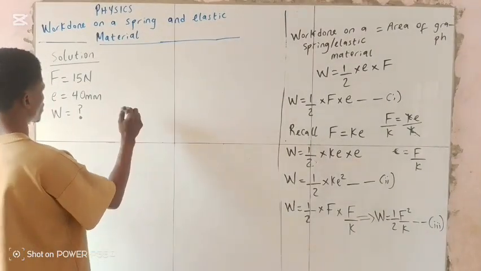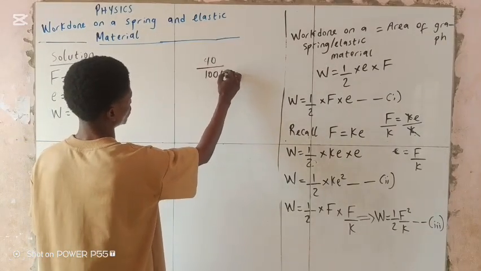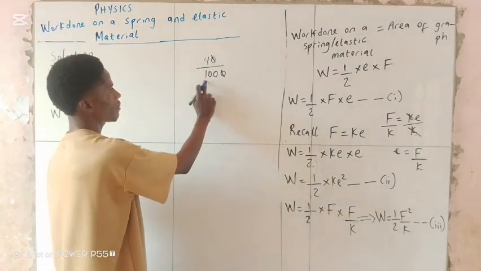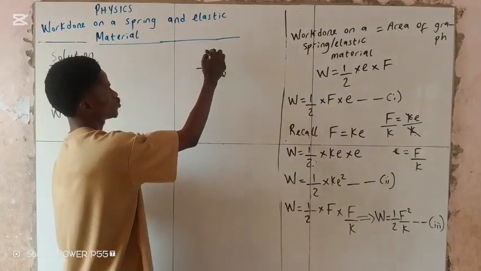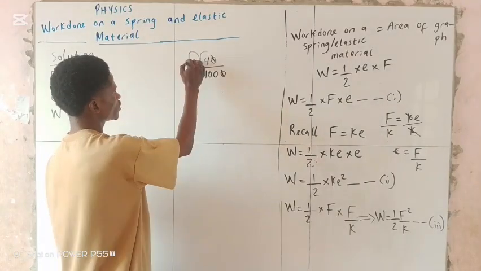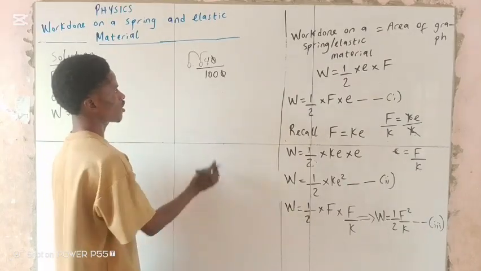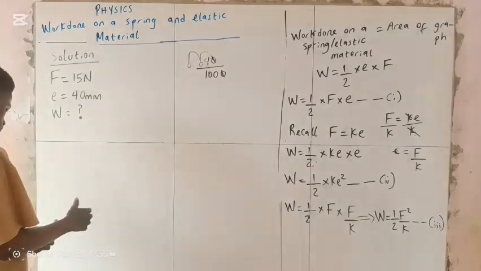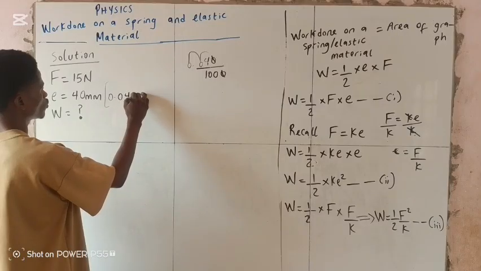1000. So we have 40 divided by 1000, 0 cancels 0, so we're having 4 over 100. How many zeros do we have here? Just 2. So it means we are going this side twice, so it becomes 0.04. We have 0.04 meters.